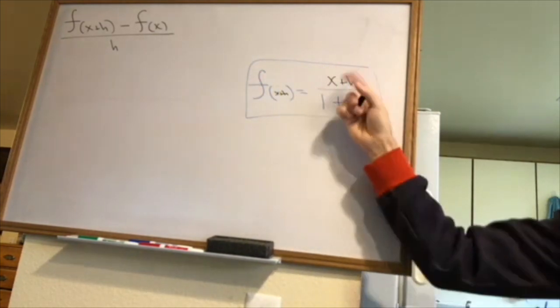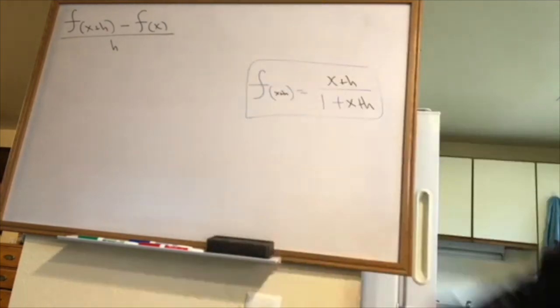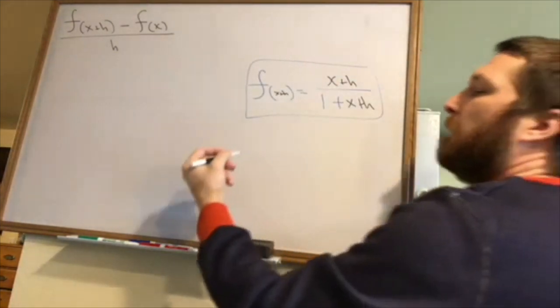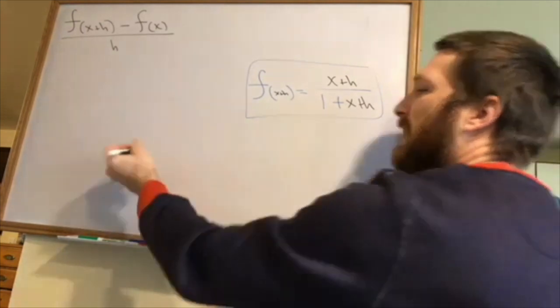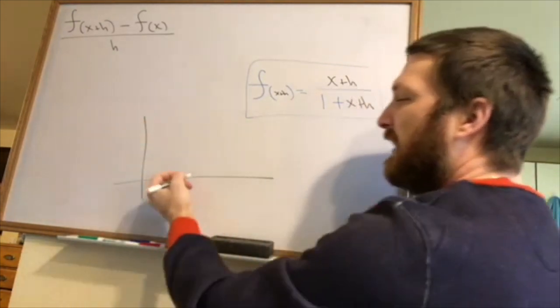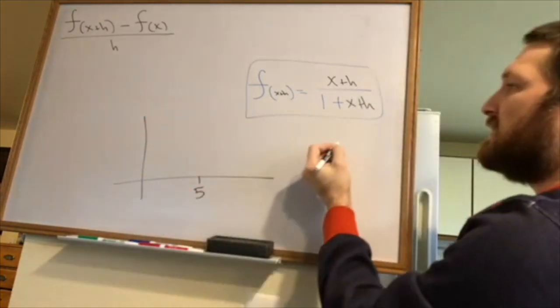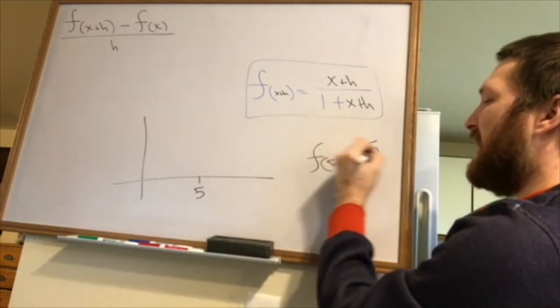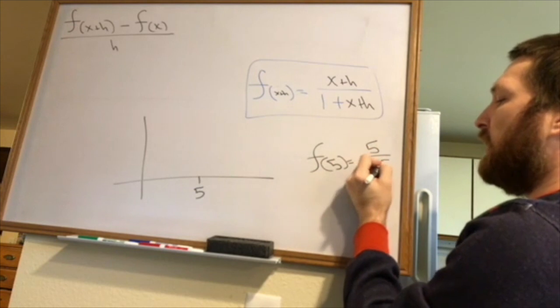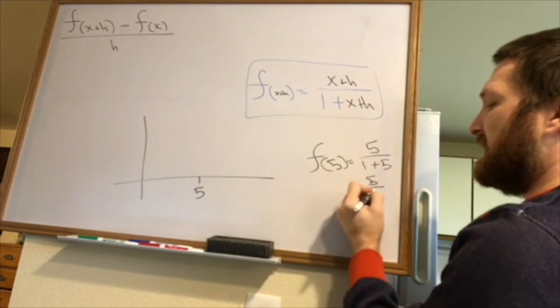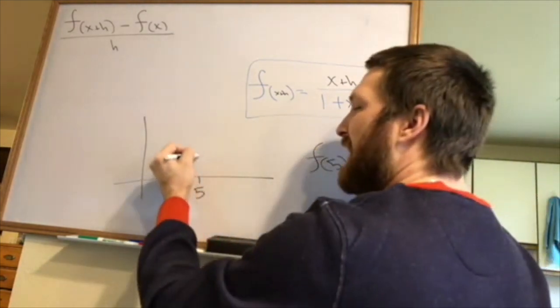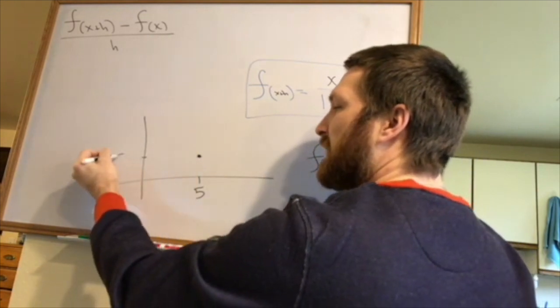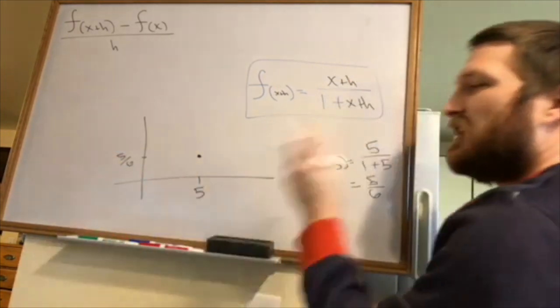This is how you get the output. This tells you if, for instance, I said we're going to plug in a 5 and I wanted to draw this thing and I'm here at 5, I would say, well, f of 5 says to take 5 and divide by 1 plus 5, 5/6. And so I would have my height right here, which would be 5/6.